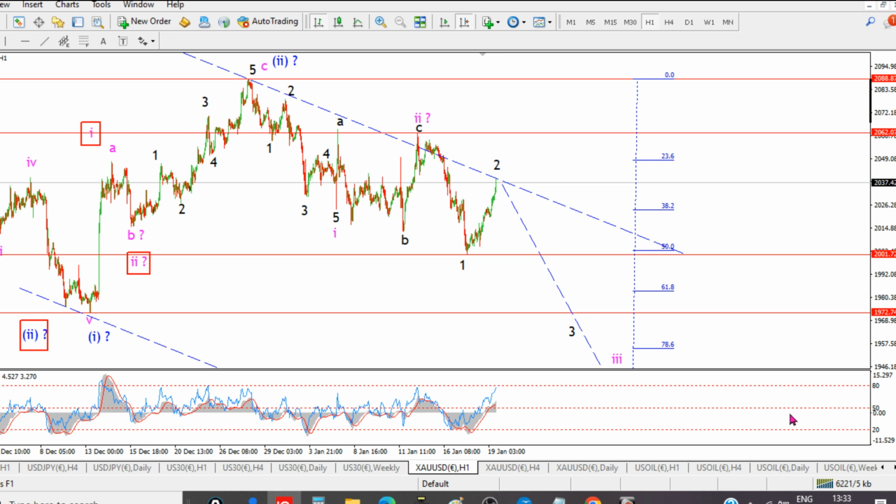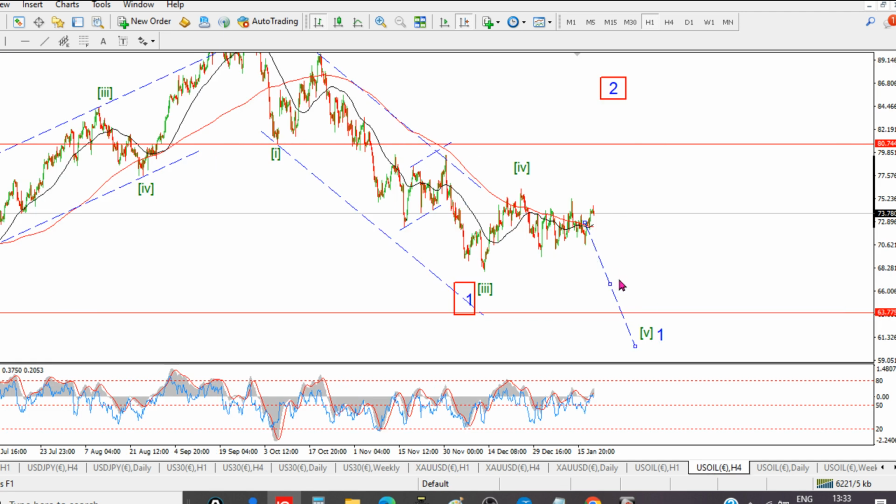Okay, I think the pre-market is probably open now in the US, so that's why we've got this little bounce. So here's crude oil. We're still looking at a possible larger wave 4 scenario here.